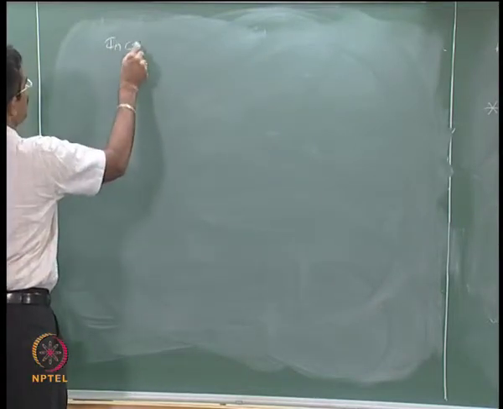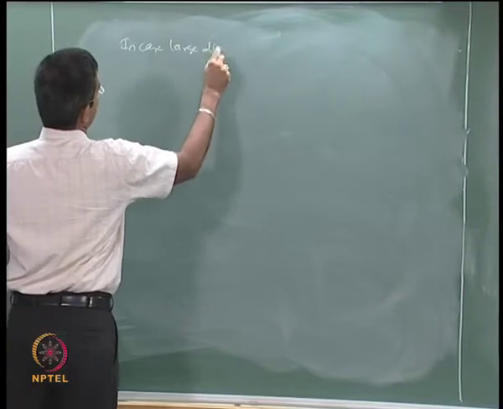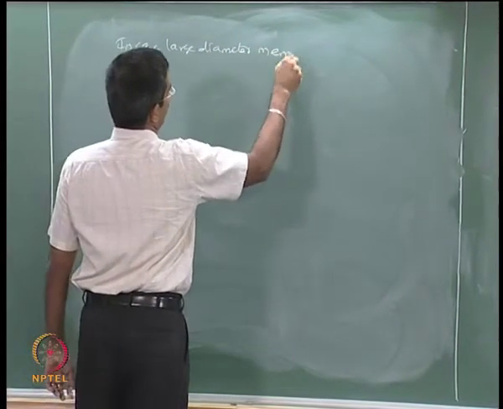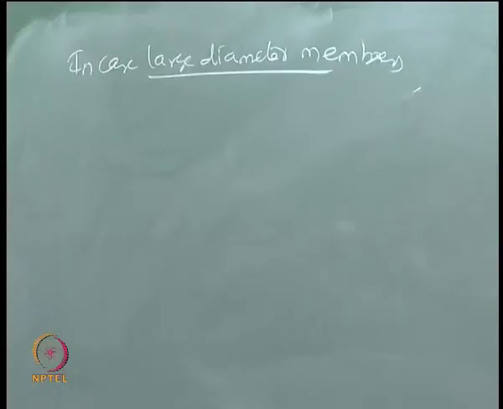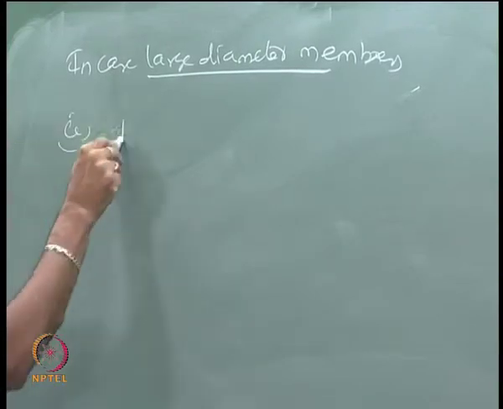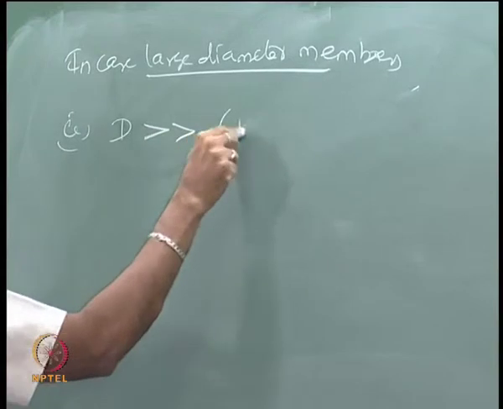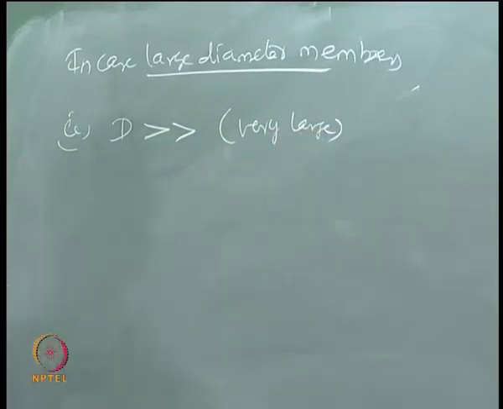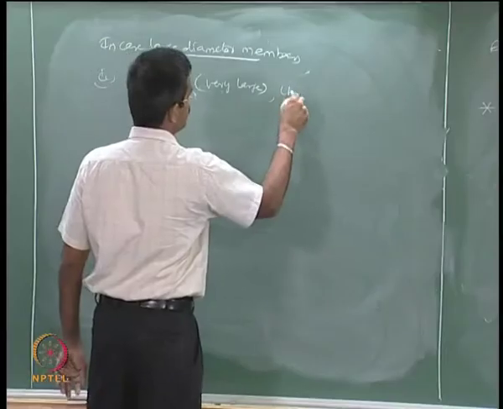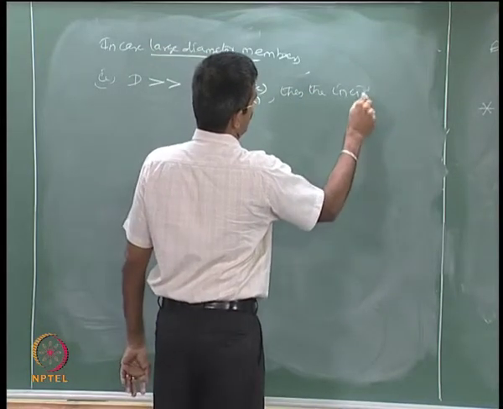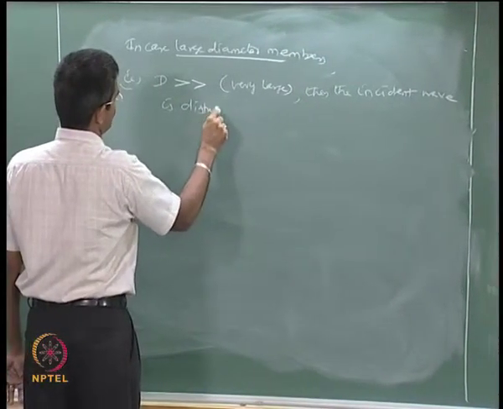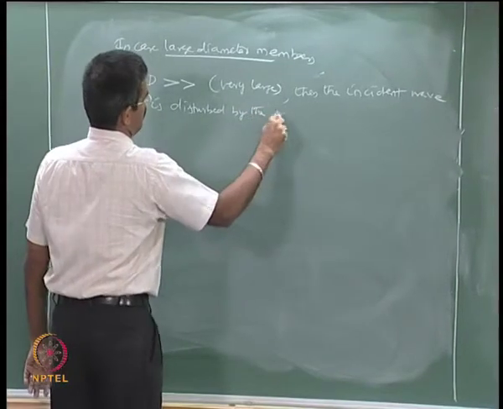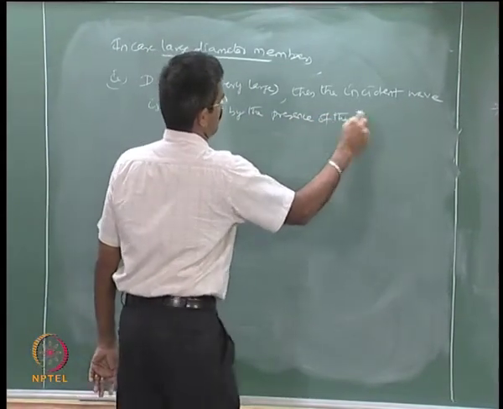Now, in case of large diameter members, that is when D is very large, then the incident wave is disturbed by the presence of the structure.